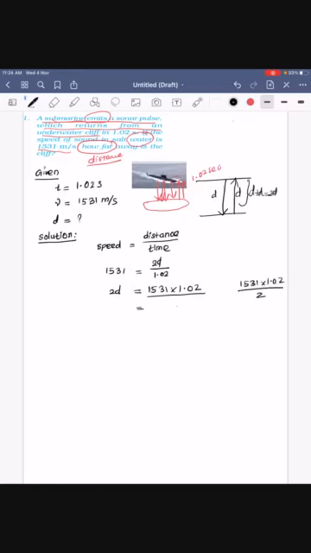So 1 2s are 2, 3 2s are 6, 5 2s are 10, and so on. Then 1531 again. So here, after two decimal points, we have to put the point, so that is called 1561.62. Okay, so 2D means 1562 meters.